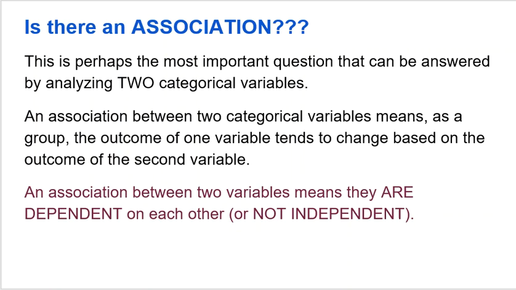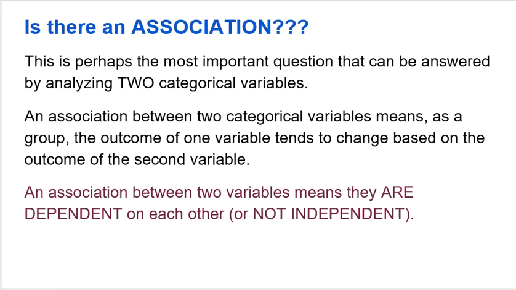So again, that's what it means to have an association. One variable has a tendency to impact or change another variable. An association between two variables means that they are dependent. They are dependent on each other. One affects the other. This is not independent. We actually don't use the word dependent very often in statistics. I don't really have a great answer as to why. So we usually say independent or not independent. So not independent means that they are dependent. Not independent means that they are associated. One variable affects the other.